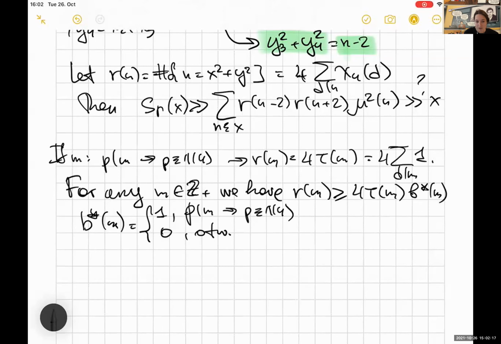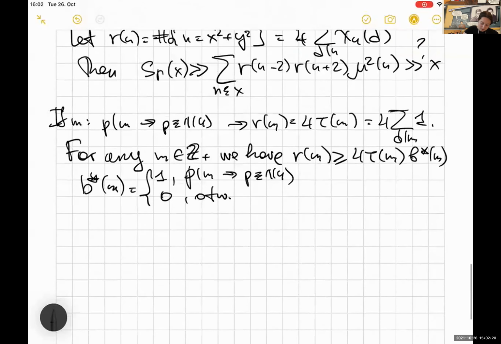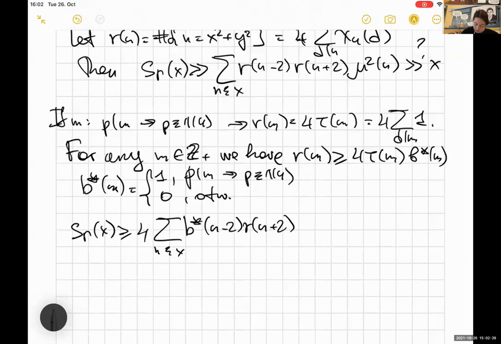Okay, we are going to use this bound for m equals n minus 2. So we look into our S sub gamma of x, and we just lower bound it by the sum over n up to x over square free numbers. I think n must be square free. Yes, b star of n minus 2, r of n plus 2 stays as it is, tau of n minus 2, and let me write here mu square of n.